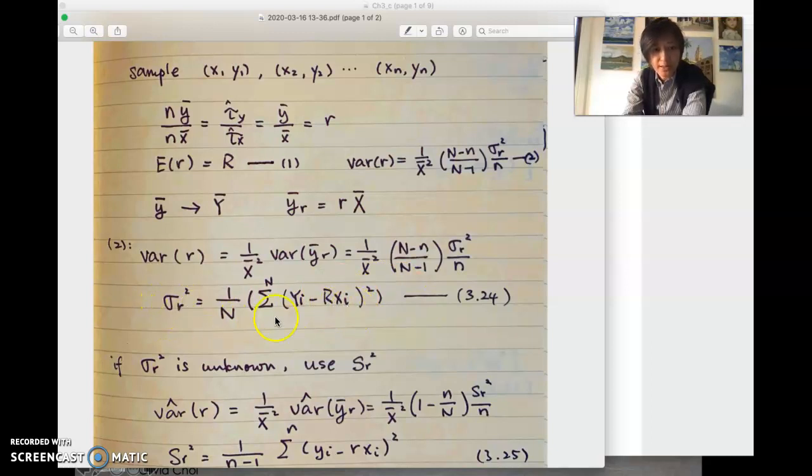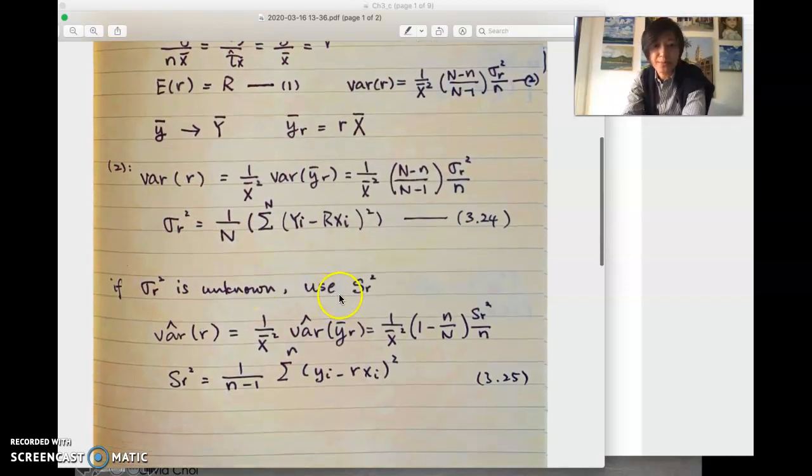If sigma r squared is given, then we can substitute this value into here, and then we can find the variance of R. Again, if sigma r squared is not given, is unknown, we use our sample s r squared to estimate the variance of R. Estimating the variance of R, so we put a hat on top, copying the same constant, 1 over x bar squared.